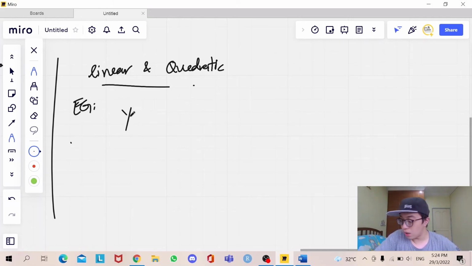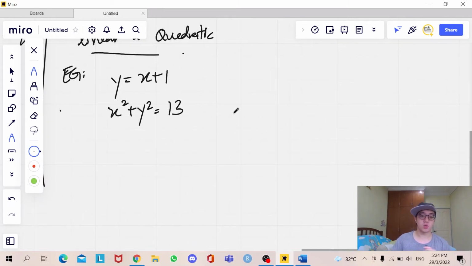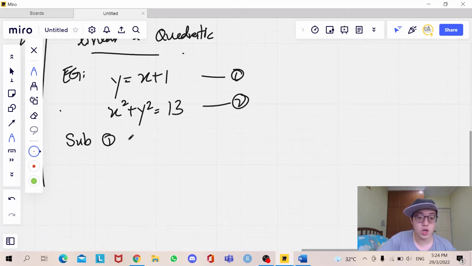So when there are simultaneous equations for linear and quadratic, I have an example here, which is y equals x plus 1 and x squared plus y squared equals 13. How do you solve this kind of simultaneous equations? By inspecting, you will know that you need to use the substitution method. In fact, when a simultaneous equation has linear and quadratic equations, you will usually need to use the substitution method.